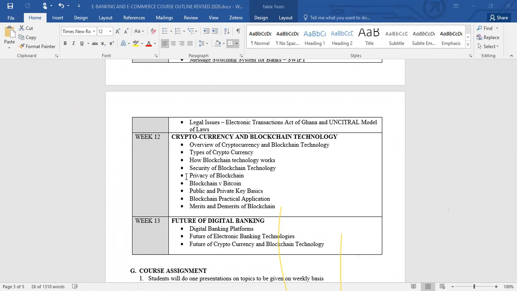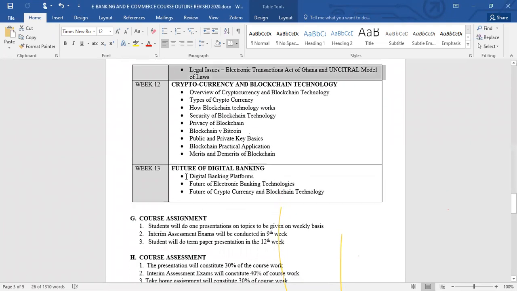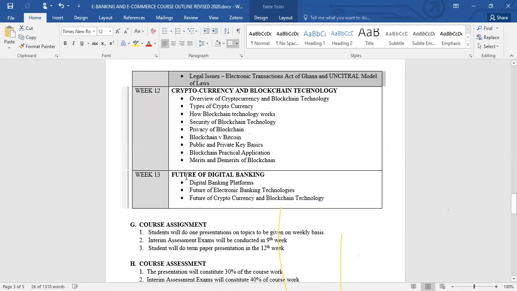So I will be dividing these to you as group work for you to work on them, and then you present in class for all of us to hear. Then the last topic will be the future of digital banking, which you do as a group work. But even though I'm saying you do this as group work, if you check the LMS, I have information on all of them for you. But then you also do your research and then you come and present to us in class.